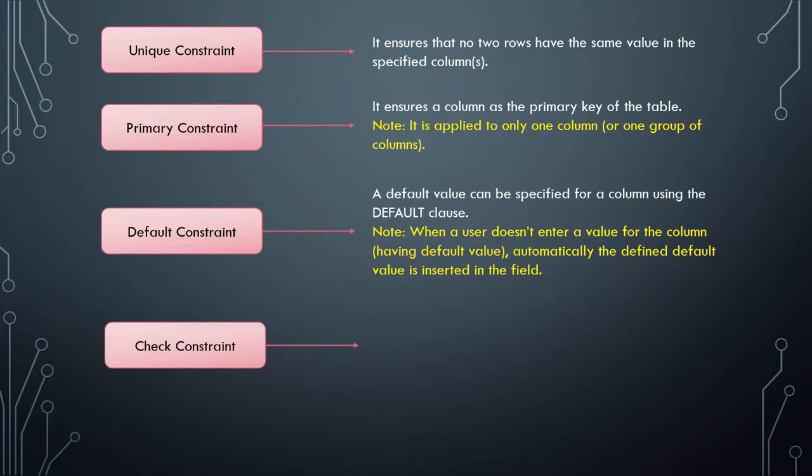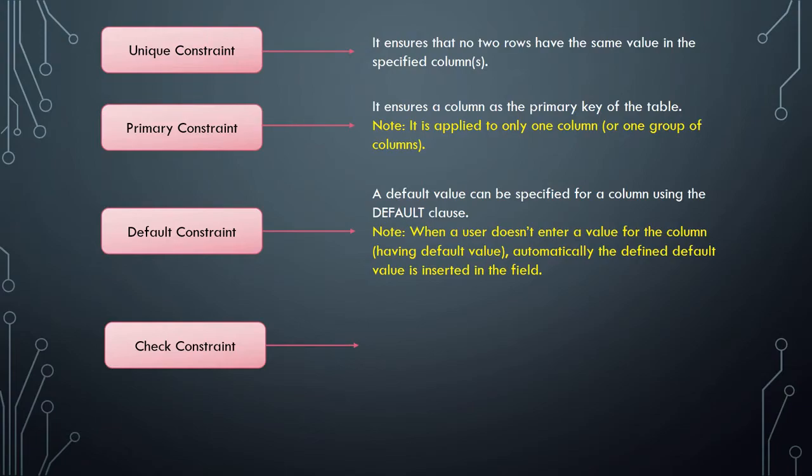Then we have the check constraint. The check constraint is used to check values. Suppose I want to say that I can increase the salary if the employee has attendance of more than 90%, or that person comes to the job more than 90% of the days in the year.